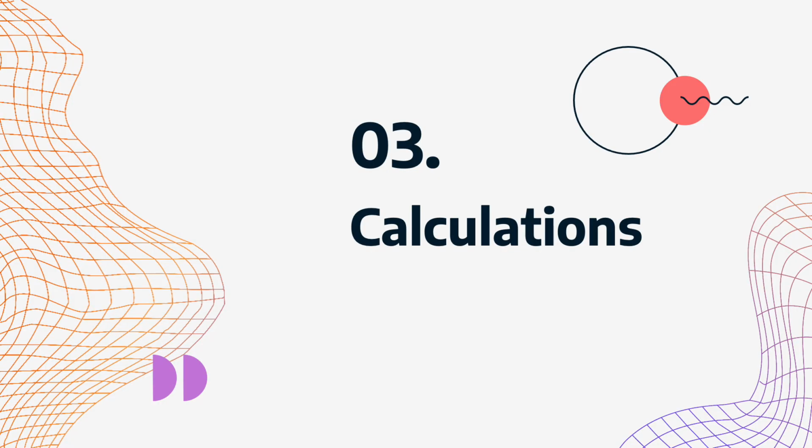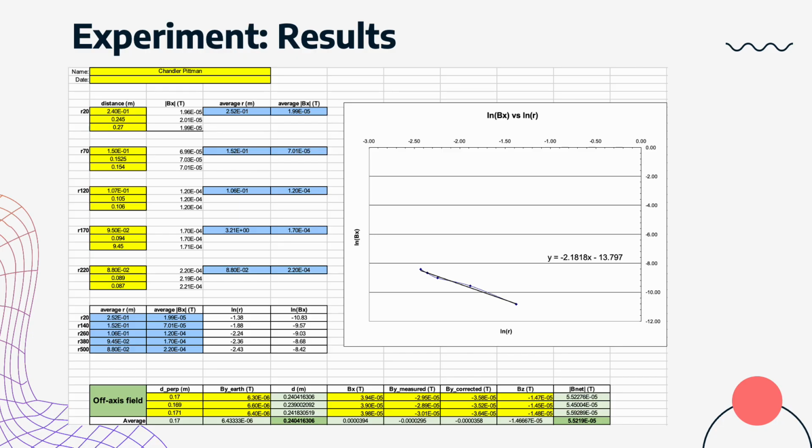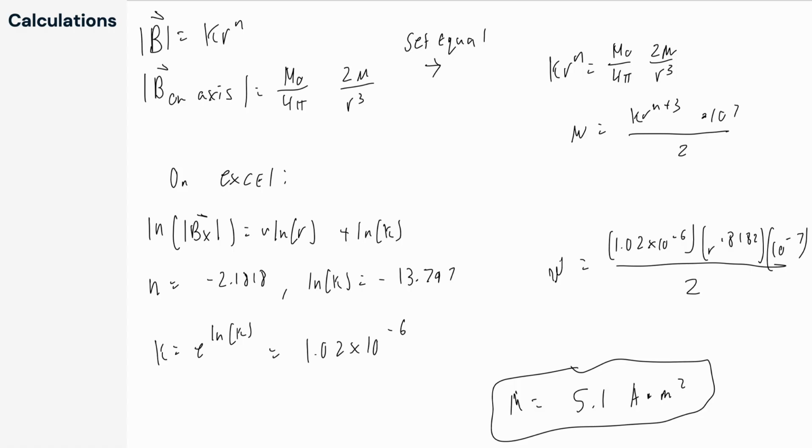Next, we want to do some calculations based off of our Excel document. If you look at our document, we can see we had the line of y equals negative 2.1818x minus 13.797. And you're able to use that equation to get your n and your k. So now that we know our n and our k values from the Excel spreadsheet, we're able to calculate the magnetic dipole moment mu, which we got as 5.1 amps per meter squared.